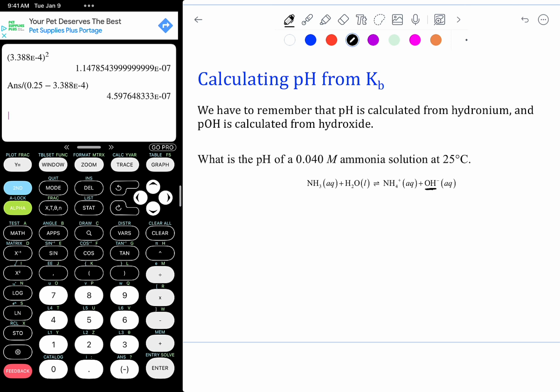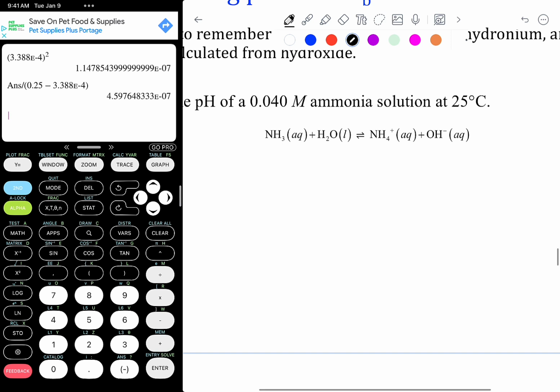So just look out for what the problem is asking for you to do specifically. So here we want to know the pH of a 0.04 molar ammonia solution at 25 degrees Celsius. Okay, so we have our balanced equation here. And again, we're going to treat this just like we did our weak acid problem. Again, it's just a regular equilibrium problem. So we're going to set up our ice table.